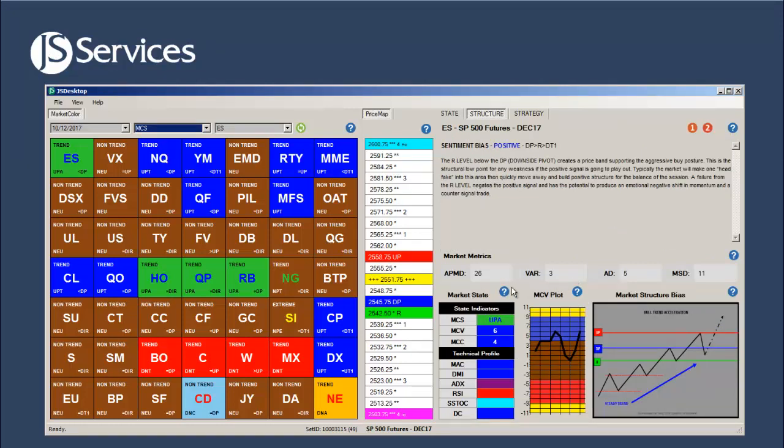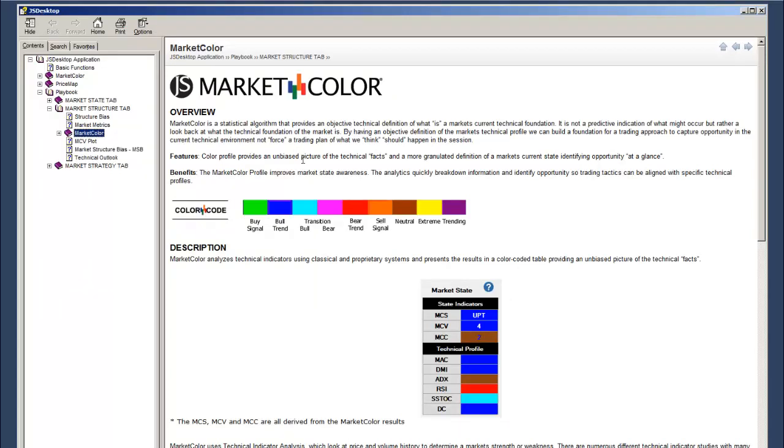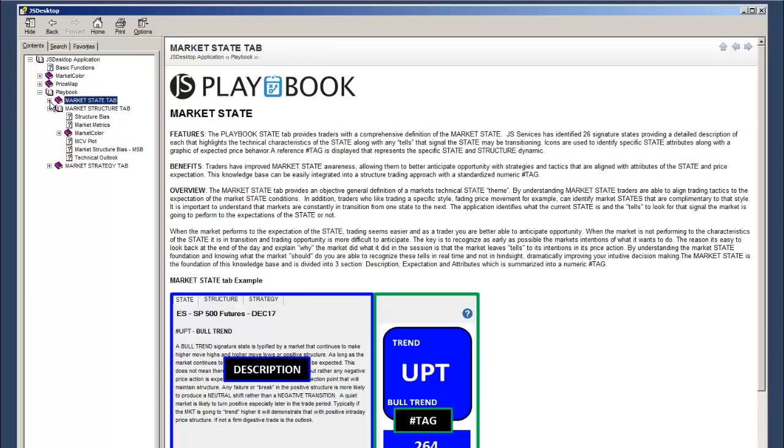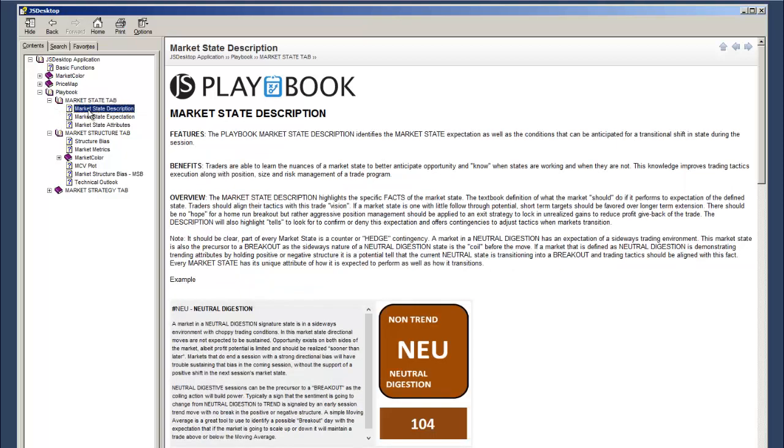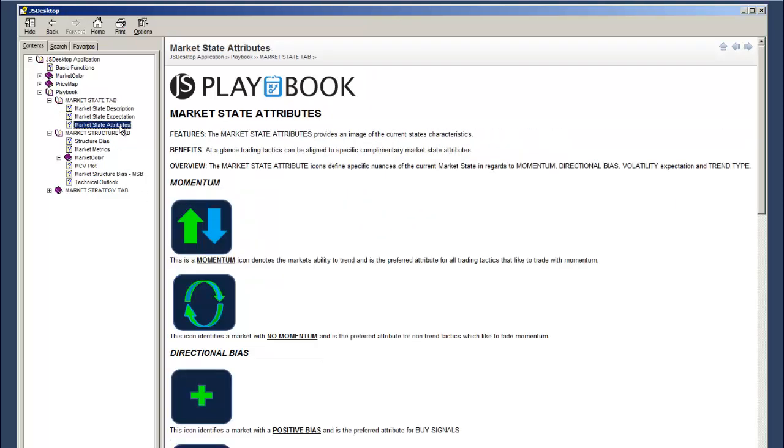Again, you can use the help tree for more information on market state and MarketColor, the different market state tab, and it kind of goes through all the different pieces that talks about the different descriptions, expectations, and all the different attributes.